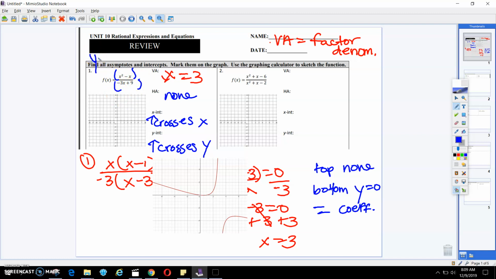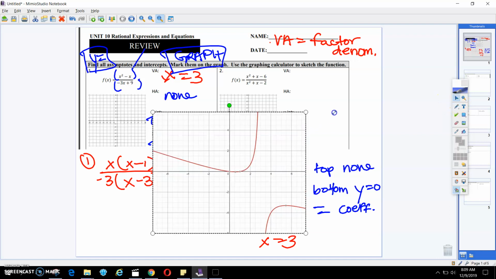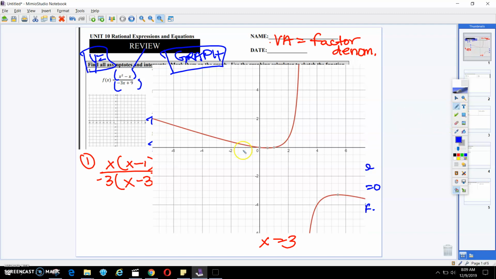When you type into your graphing calculator, you're going to hit that y equals button. You're going to type what's in the top in those parentheses, divided by what's in the bottom, and then you're going to hit graph. And that's going to produce this graph, which is going to help you figure out what your y-intercept and your x-intercept are. So if we look at the y-axis on this graph, we're going to see that it crosses at 0, 0. So our y-intercept is 0. We're also going to have an x-intercept at 0 as well.